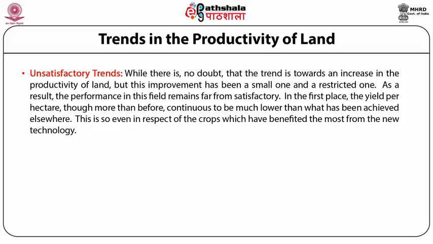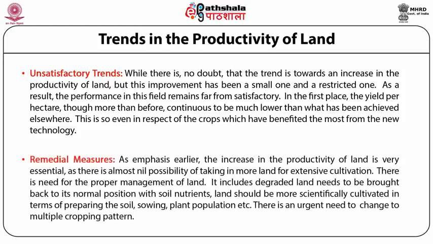In the first place, the yield per hectare, though more than before, continues to be much lower than what has been achieved elsewhere. This is so even in respect of the crops which have benefited the most from the new technology. Coming to the remedial measures, as emphasized earlier, the increase in the productivity of land is very essential, as there is almost nil possibility of taking in more land for extensive cultivation.